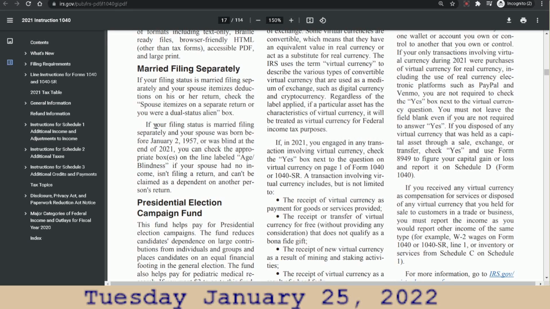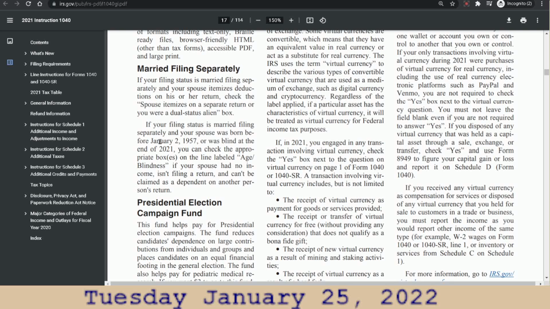Back to here. If your filing status is married filing separate and your spouse was born before January 2nd, 1957, or was blind at the end of 2021, you can check the appropriate boxes on the line labeled age blindness if your spouse had no income, isn't filing a return, and can't be claimed as a dependent on another person's return. Whew! Make sure you understand this if it applies to you.